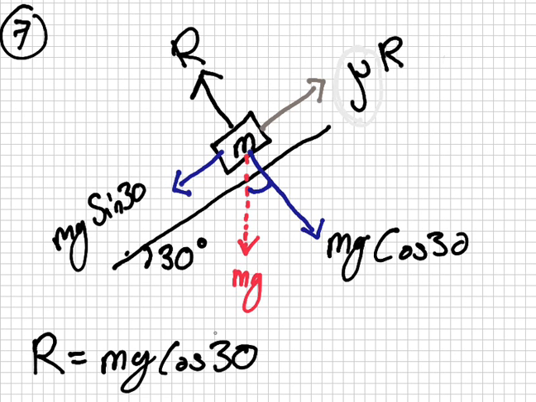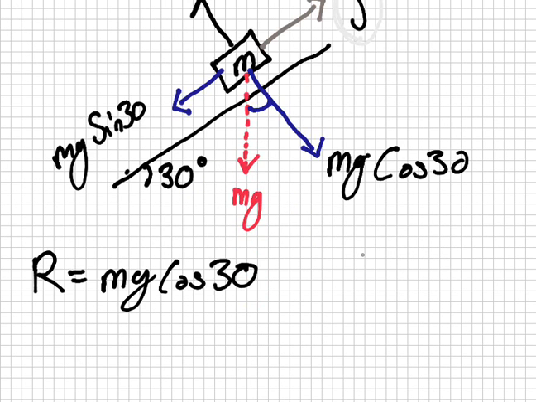Okay? Because, if you look at the picture, is the block going up and down here? No, it's not. Look again. The box is not doing this. What's it doing? It's doing this. So the force here must equal the force here. They must. So we know that R must equal mg cos 30.